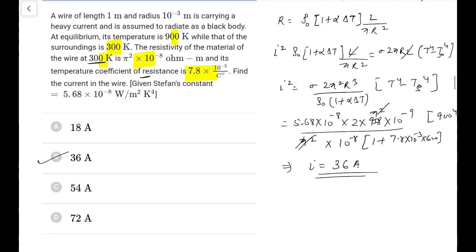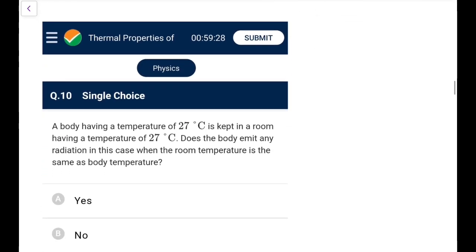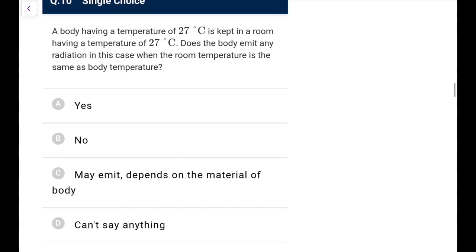Again, too much calculator part it is. Too many calculation-based questions are given in this test, can't help.